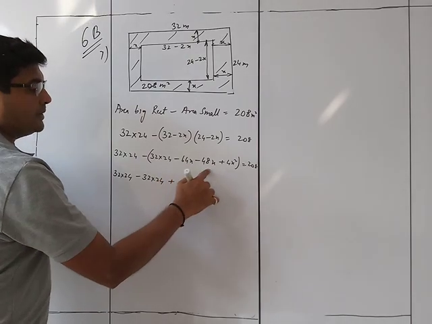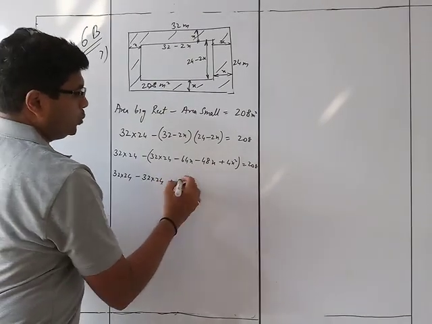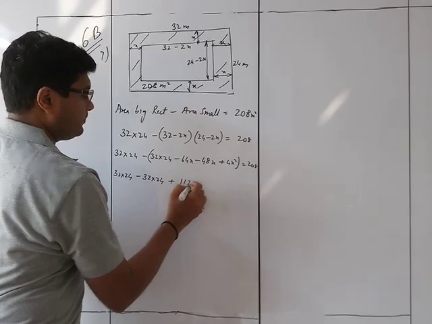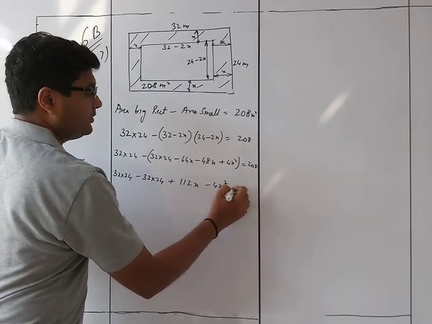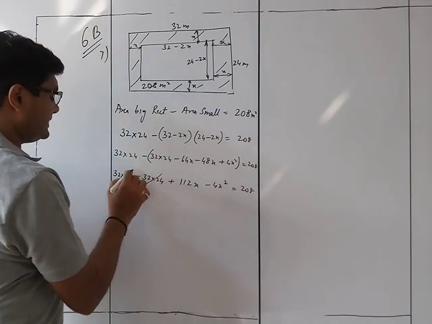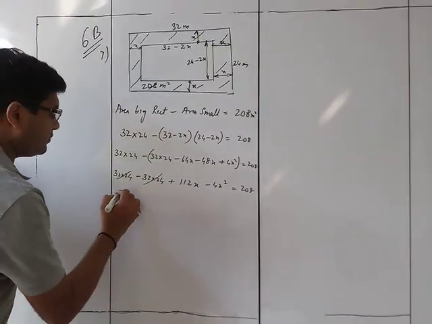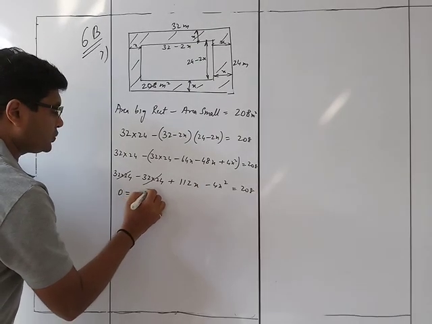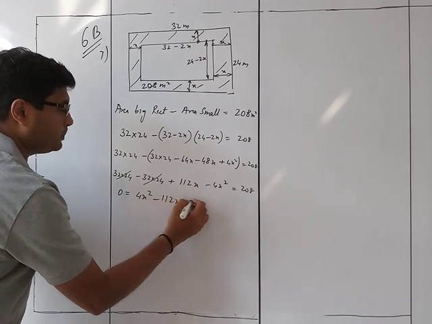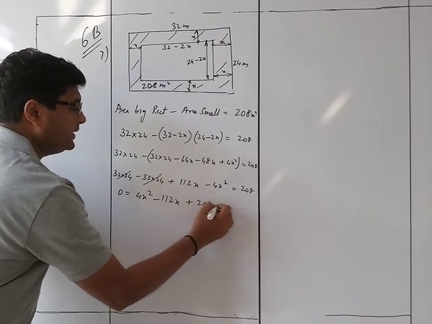plus this adds up to 112x minus a plus and minus 4x square is equals to 208. So this and this gets cancelled. So therefore my equation will become, I put everything on the other side, 0 is equals to 4x square minus 112x plus 208 is equals to 0.